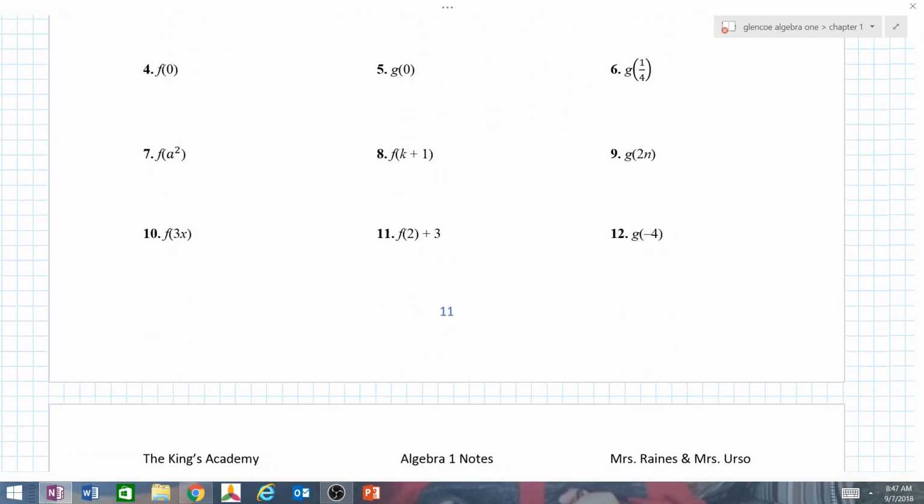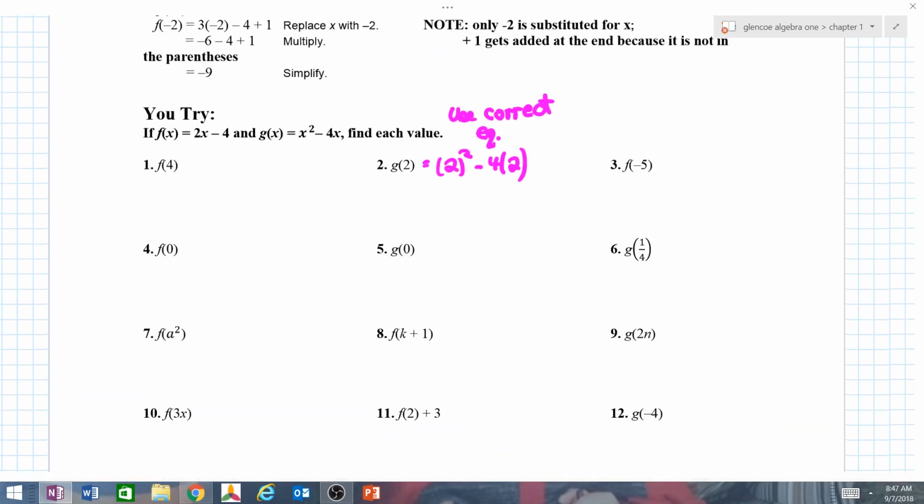On page 11? It's supposed to be 1 through 12. Okay, so let me make that change as well, and I apologize.